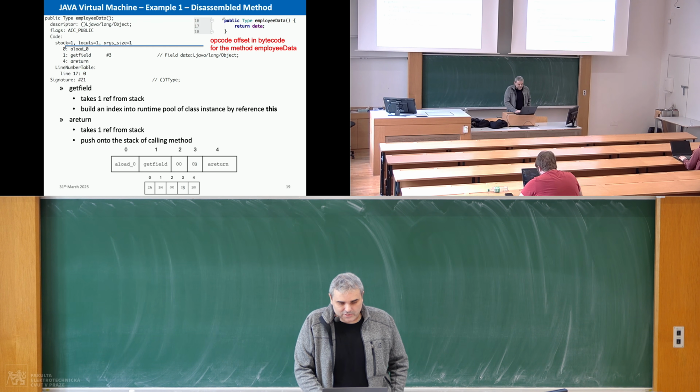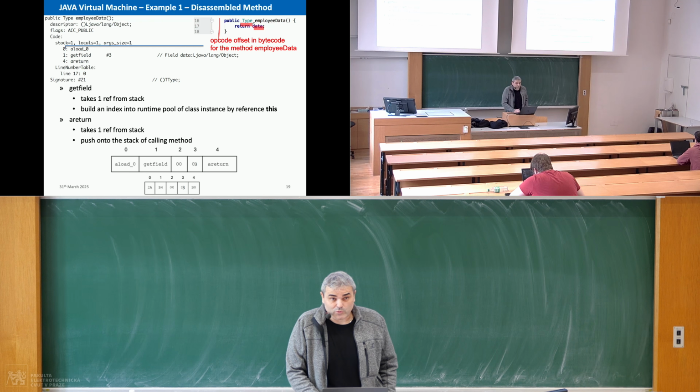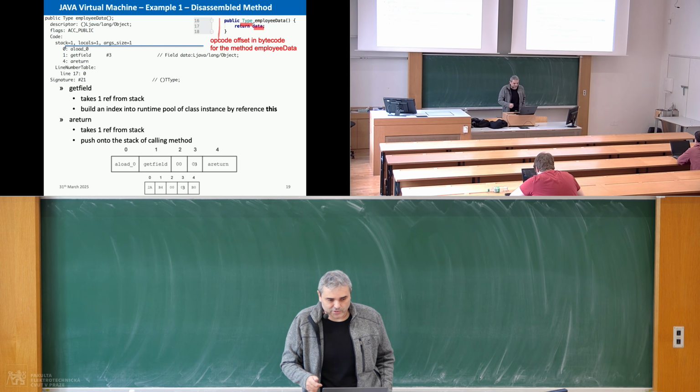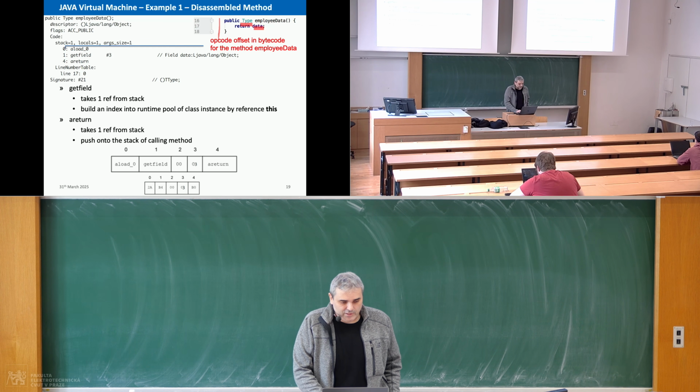So for your convenience, I've put here always the source code from which this resulted. So this is, as you can see, a simple getter, which returns the data from the object, and in our source code, it was using generic for the return value. Here you can see that the descriptor says it returns Object, it is public, and here is our code of this method.